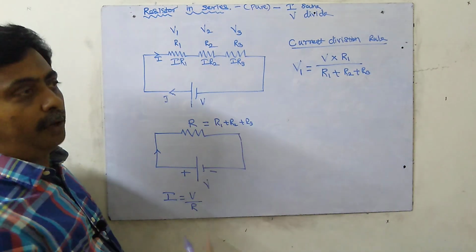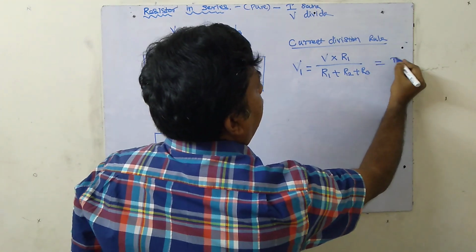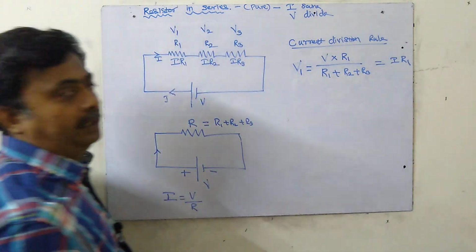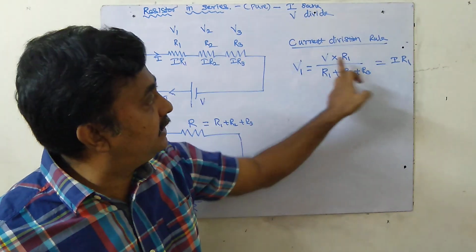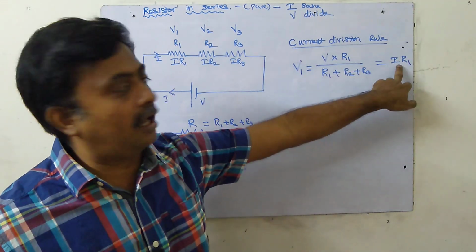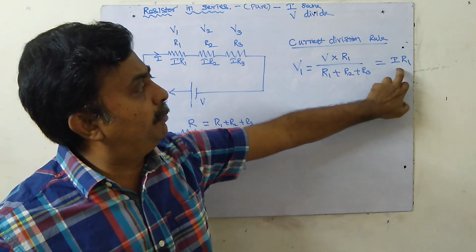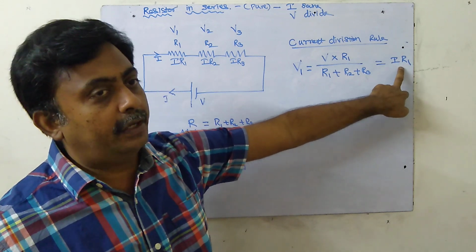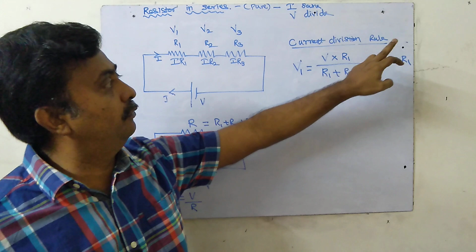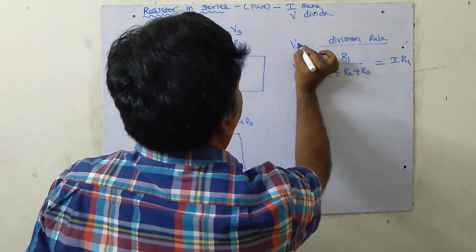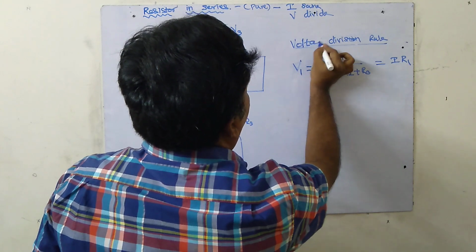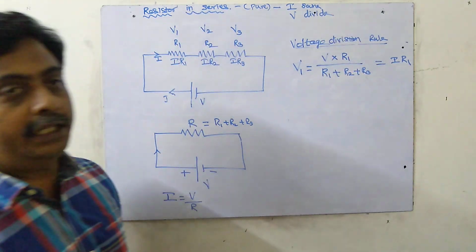This is one type of formula. Another one is I into R1. Two things are there. You can use either the voltage division formula or this one. This is the voltage division rule formula, and this is the normal formula. But normally people will prefer this formula only. They won't use the current division formula. See, this is the voltage division rule, not the current division rule.